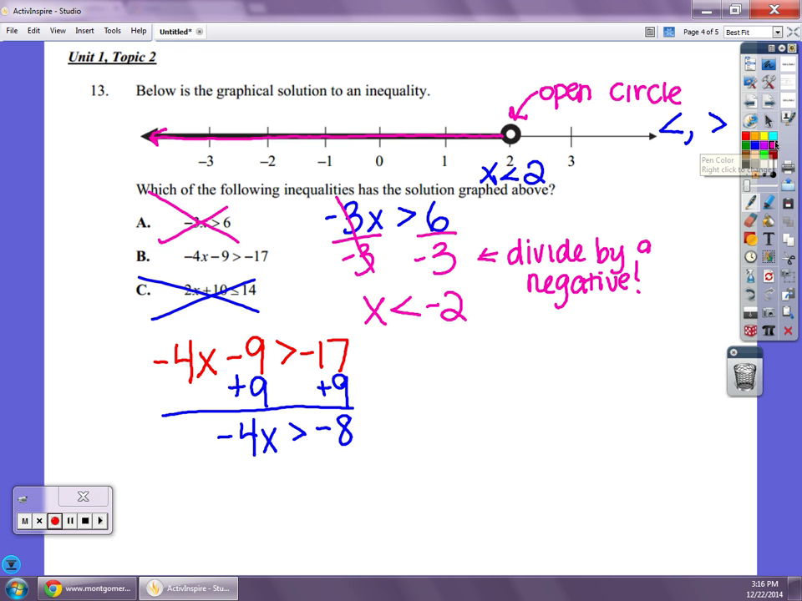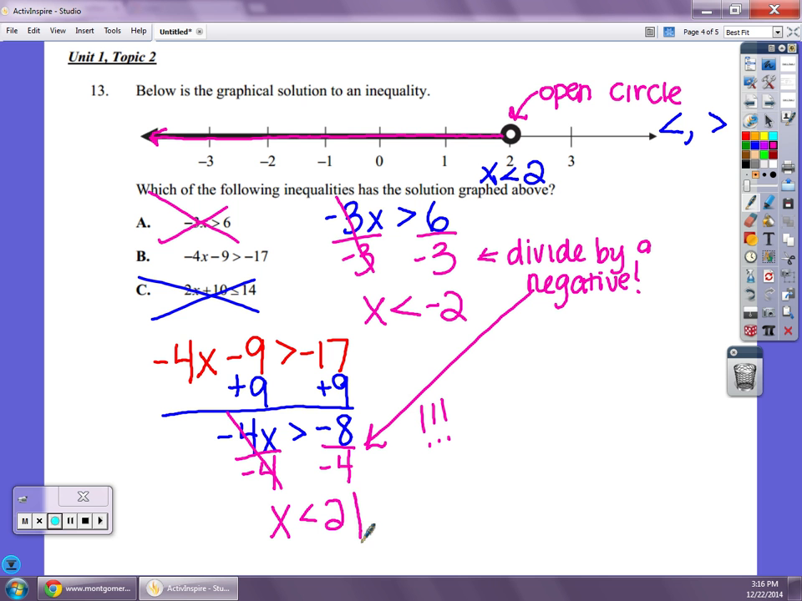All right, I'm down to a one-step inequality here. I'm going to get rid of that negative 4 using the division property of equality. I'm going to divide both sides by negative 4. And again, I'm dividing by a negative, very important. That means I'm going to have to flip my sign, and I end up with x is less than negative 8 divided by negative 4 is going to give us positive 2. And sure enough, that is the solution we were looking for.